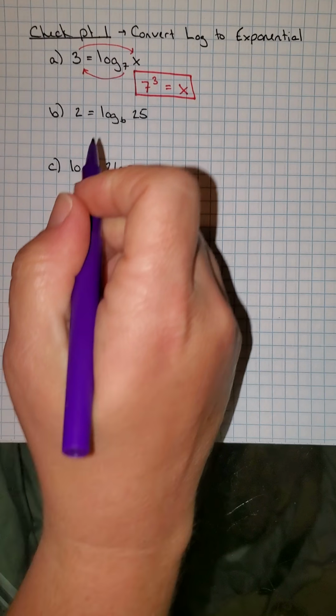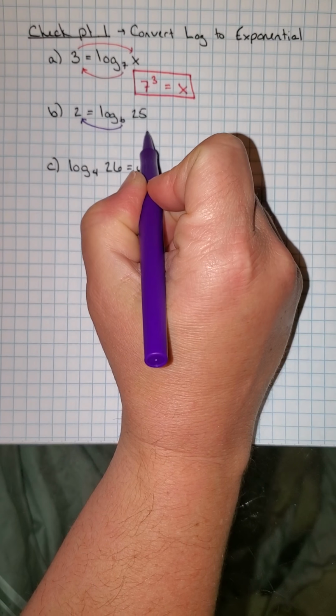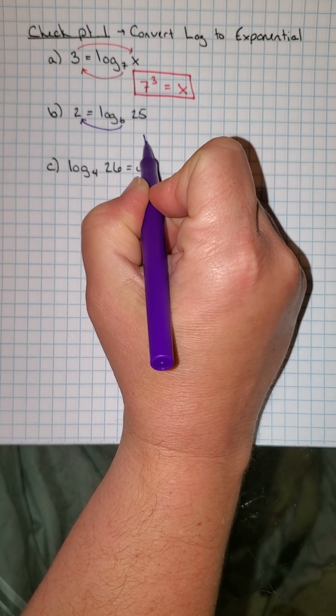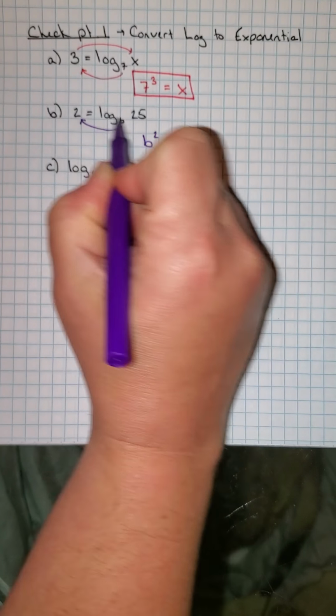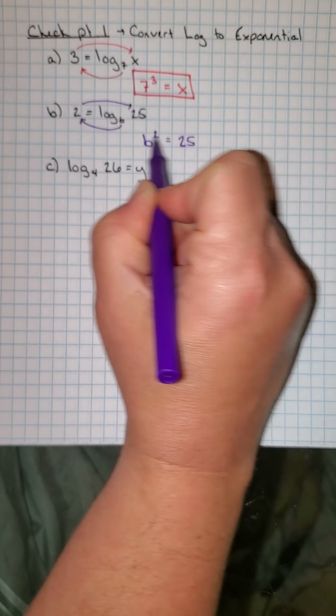2 equals log base b of 25. So our base is b. We circle around the equals. So it'd be b to the 2. And then back around the equals, equals 25.